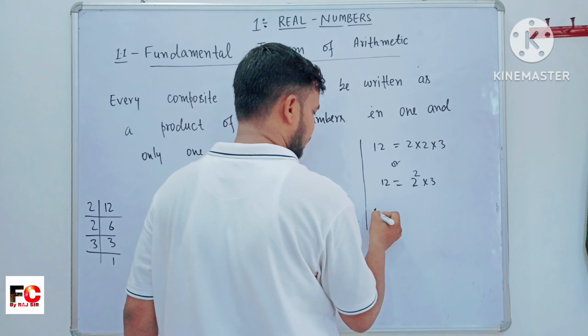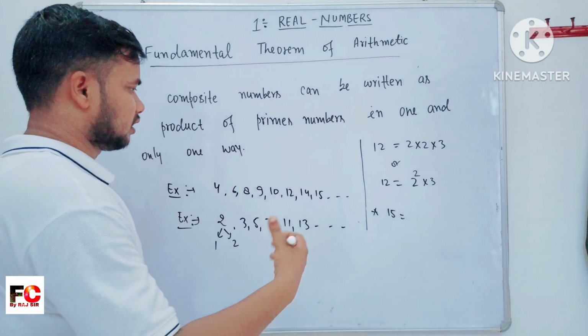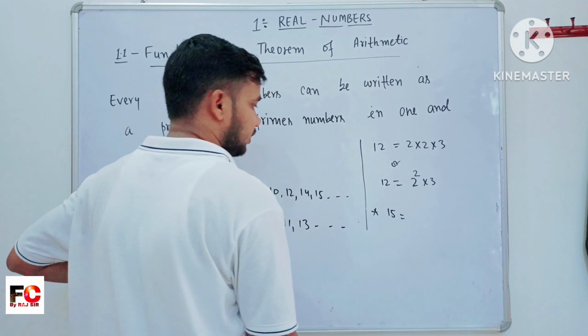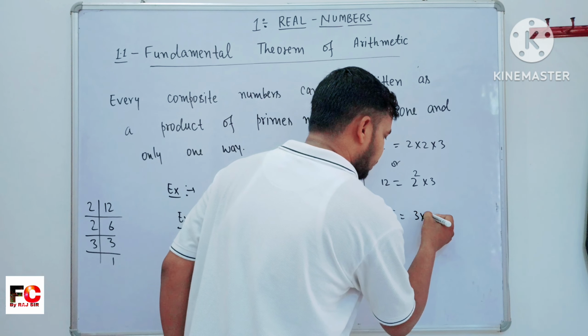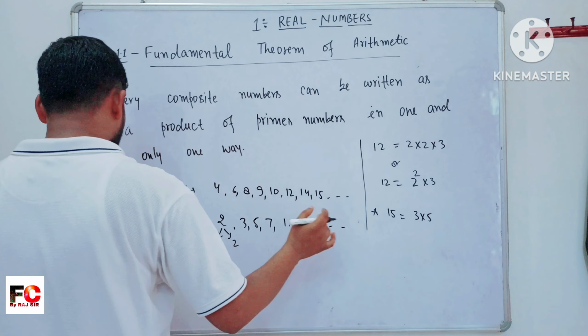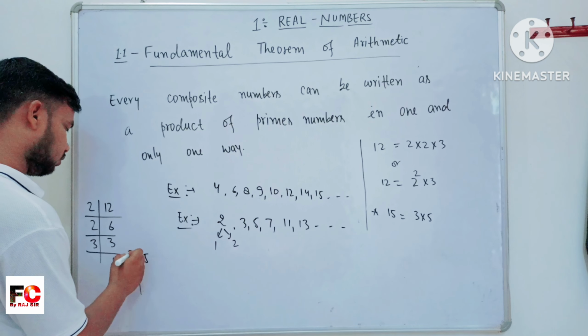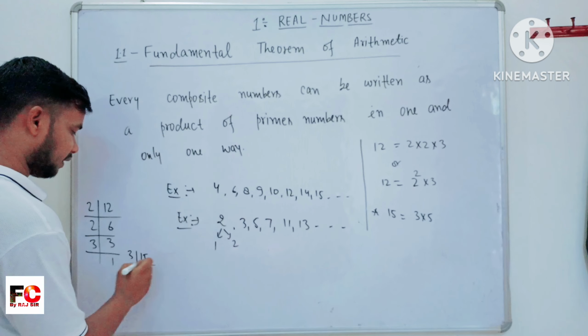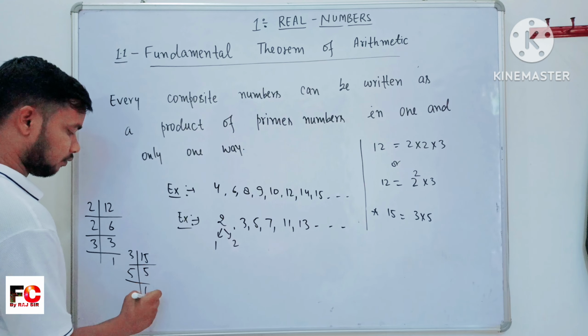The second example is 15. Okay, 15 is a composite number because 15 has 3 or more factors. Okay, 15 can be written as 3 multiplied by 5. If you do not understand that, you can find it in rough copy: 15 is divisible by 3 how many times? 5 times, and again 5 1 times.